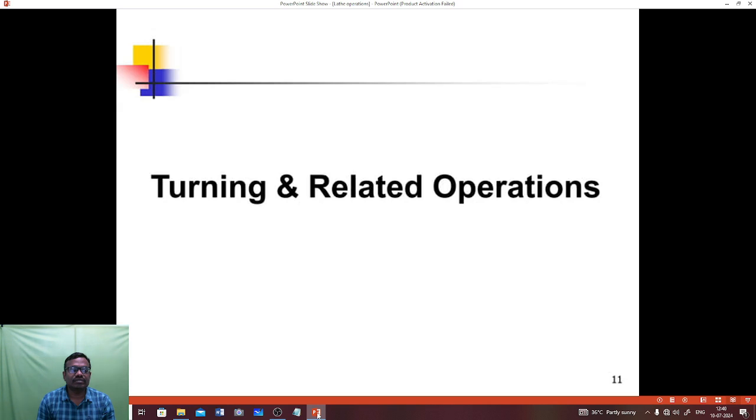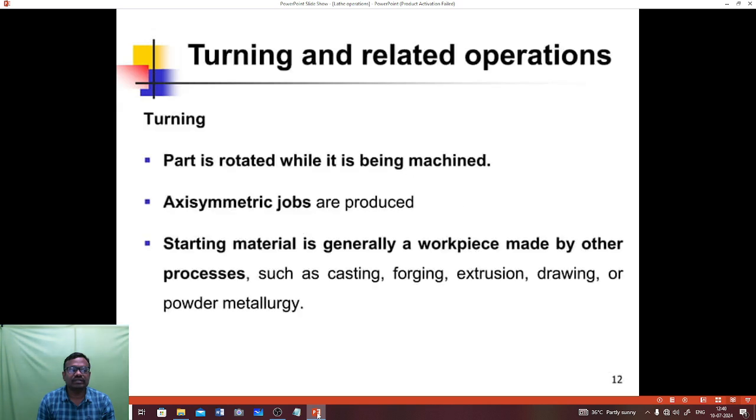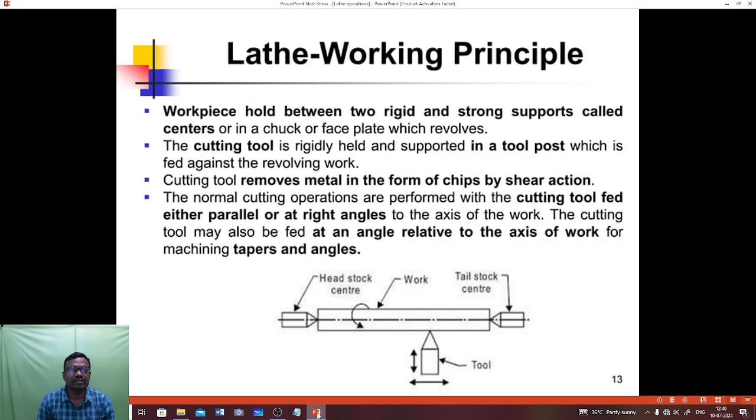Now we will discuss turning and related operations. Turning: the part is rotated while it is being machined. Axisymmetric jobs are produced. The starting material is generally a workpiece made by other processes such as casting, forging, extrusion, drawing, or powder metallurgy. Lathe working principle.